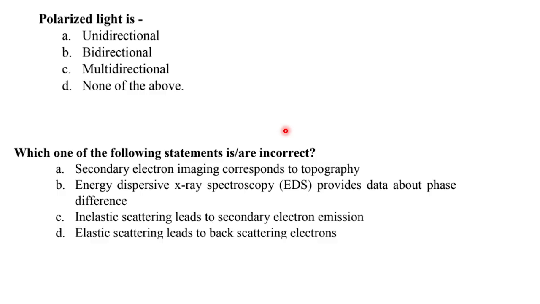So first is, polarized light is unidirectional, bidirectional, multidirectional, or none of the above. What is polarized light? We have discussed in polarized microscope. Yes, polarized means it is unidirectional. The next is, which one of the following statements is or are correct. So first is, secondary electron imaging corresponds to the topography.